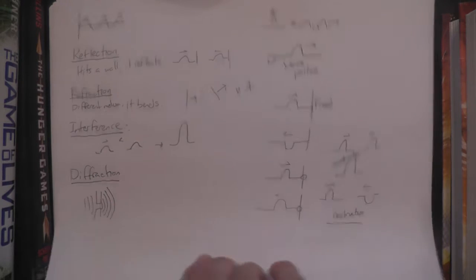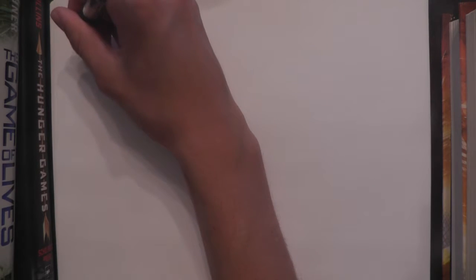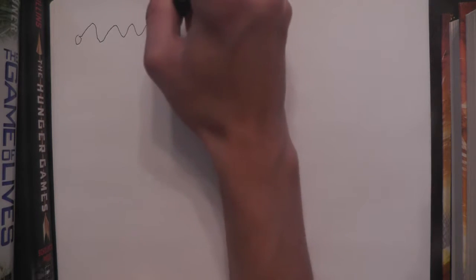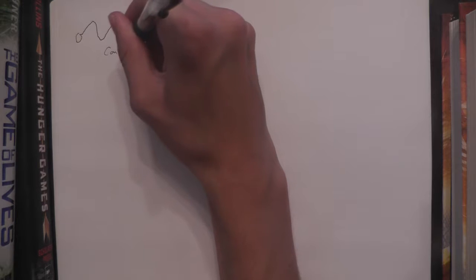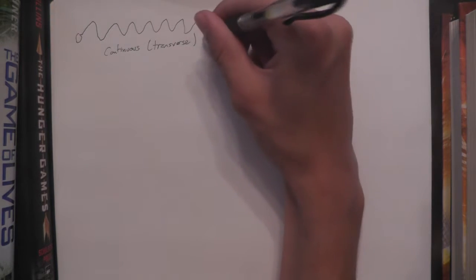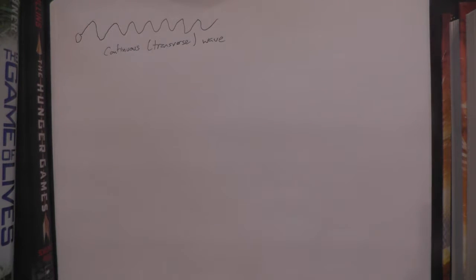Now, what happens when we have multiple wave pulses? Wave pulses all together. That is called a continuous wave or a transverse wave. So if you instead grab the string and you just kept shaking it and kept shaking it, you would get something like that, which is a continuous or transverse wave. That's the idea of a continuous or transverse wave.